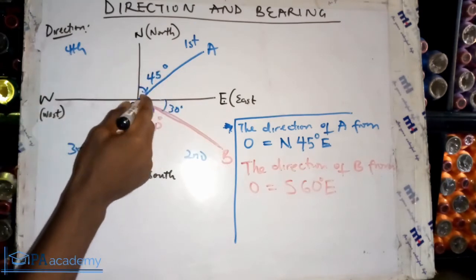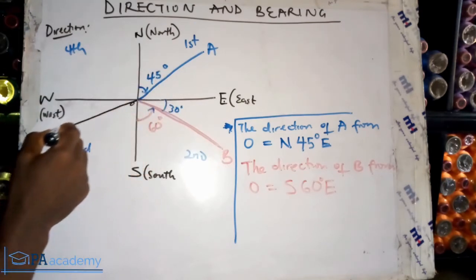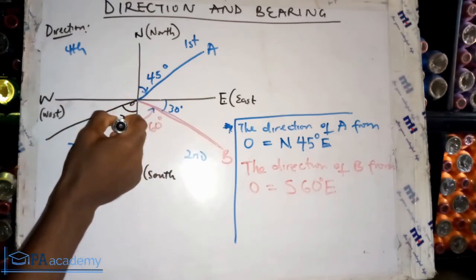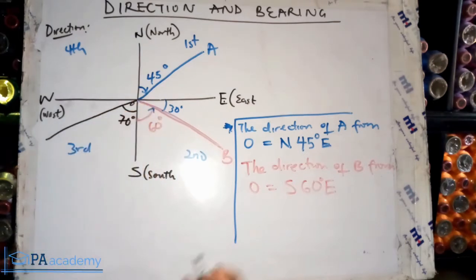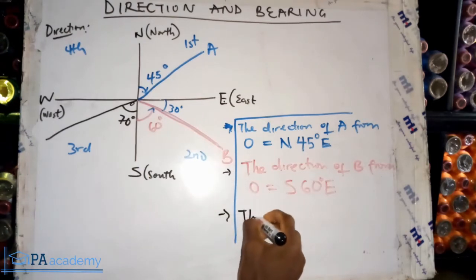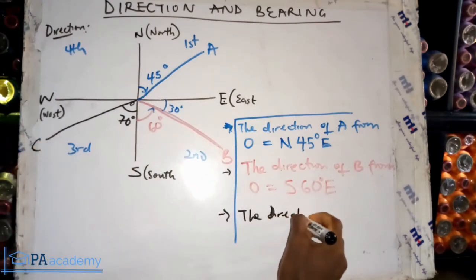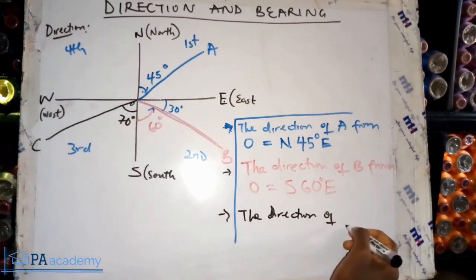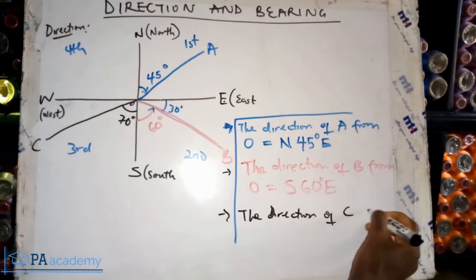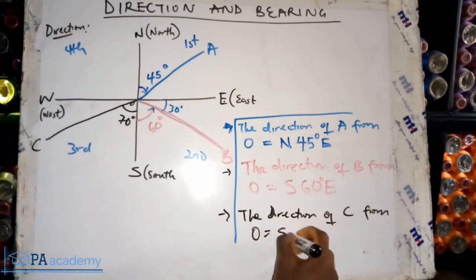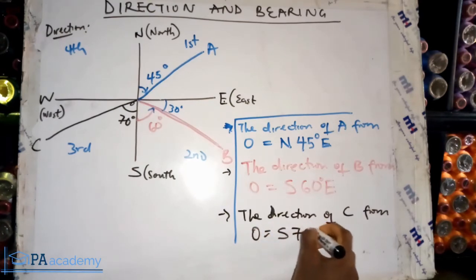So if we have here to be 70 degrees, so for that one, that means the direction, this is C, the direction of C from O is equal to south 70 degrees west.